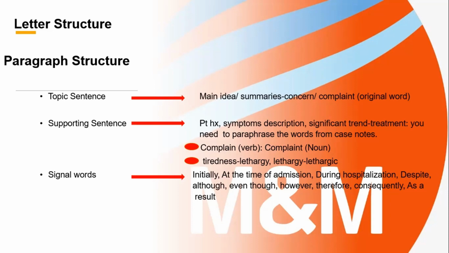Then use signal words that can indicate a change in events. For example, at the time of admission, at the time of discharge, during hospitalization, despite, although, and so on. These are a few things that you must have in your writing task because they bring clarity and coherence at the same time.